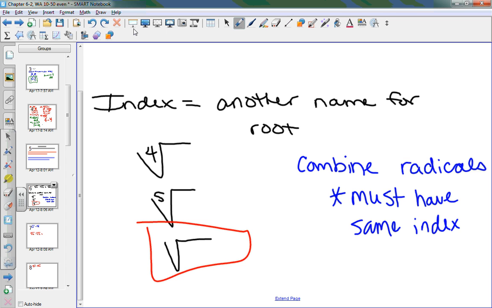Combine radicals. How do you combine radicals? The only way you can combine radicals is if the indexes are the same. If the indexes are not the same, you may not marry them.